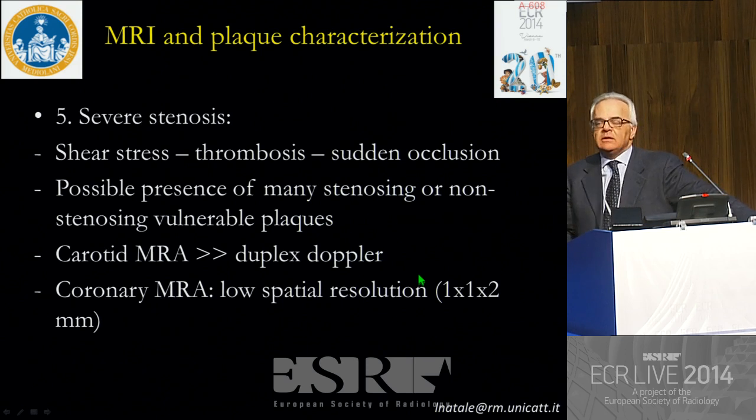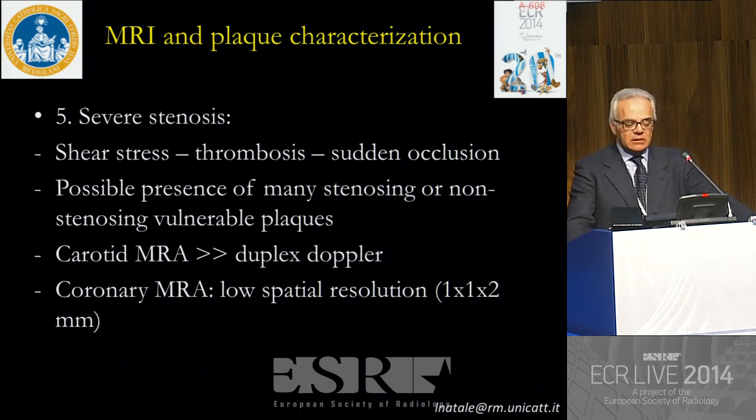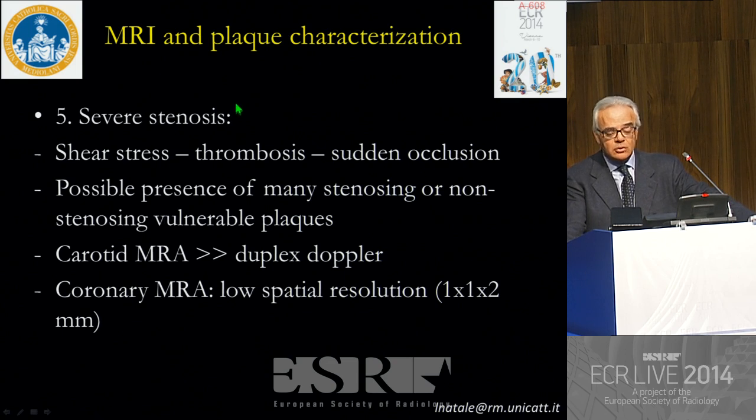Of course, the significance of stenosis still remains an important factor for plaque vulnerability, even if the others I mentioned before are more relevant. Why? Because the shear stress of a severely stenosed vessel can cause thrombosis and sudden occlusion, of course. But the problem, as I told you before, is that with coronary MRI we have a lot of problems, mainly problems of spatial resolution, and so the assessment and quantification of a stenosis with coronary MRI still remain a very strong challenge.